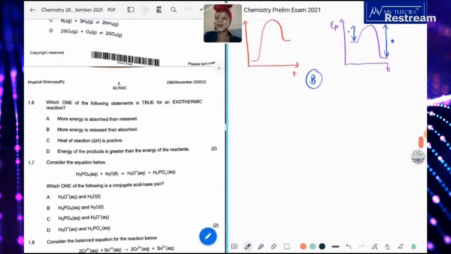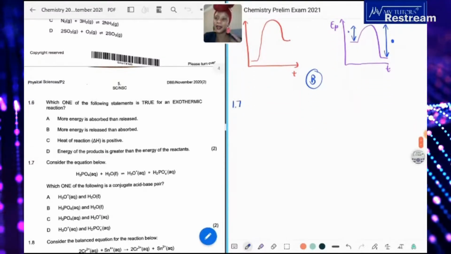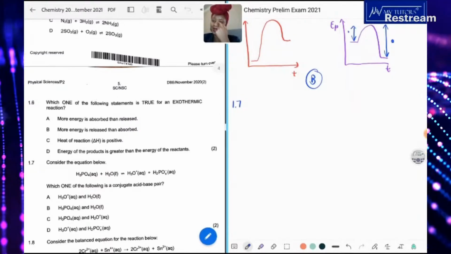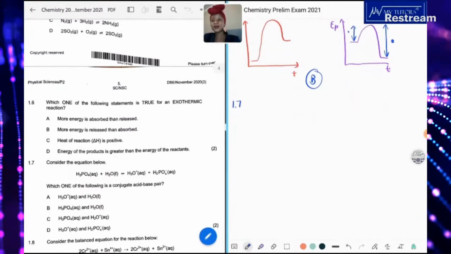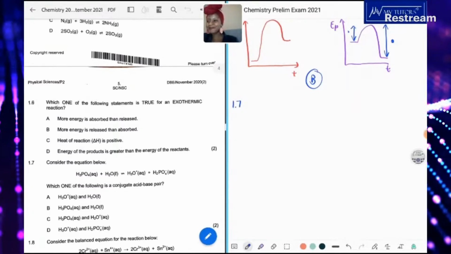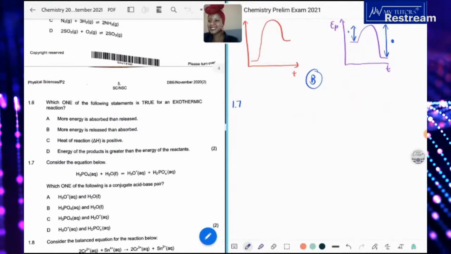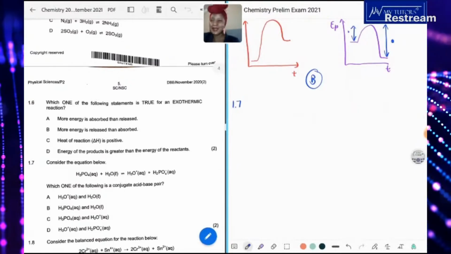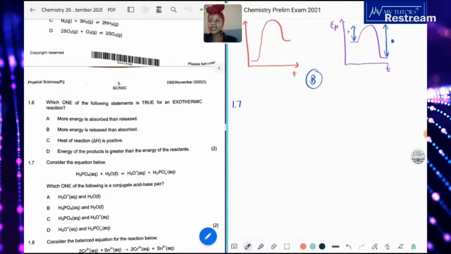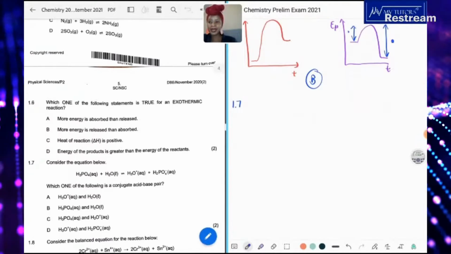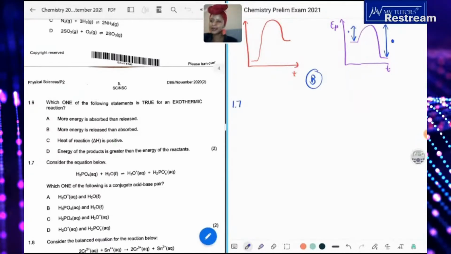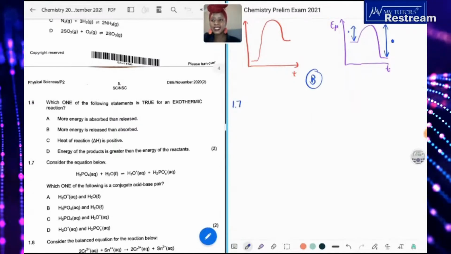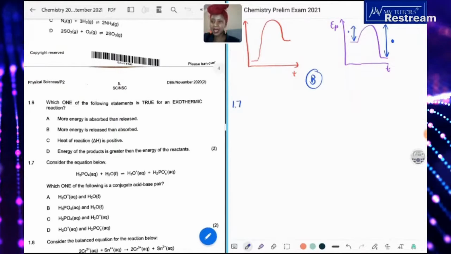Okay, and then let's go to 1.7. Consider the equation below. So we have H3PO4, I forgot the actual chemical name. I don't think it's phosphoric acid. Anyway, so we have H3PO4 plus water gives you hydronium ions and H2PO4 ion. All right, so now which one of the following is a conjugate acid-base pair?